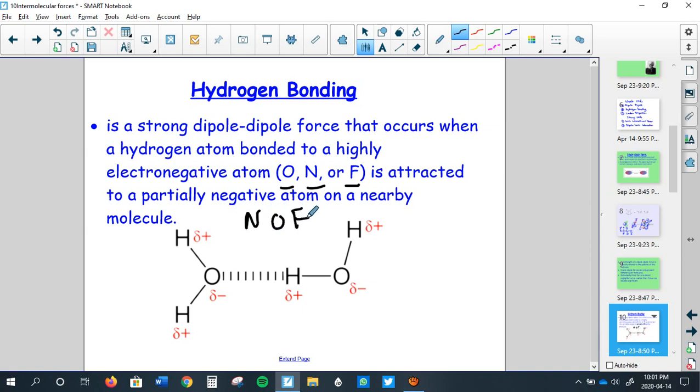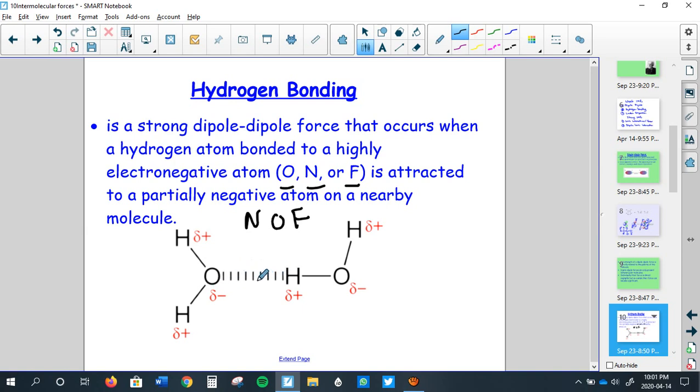NOFs: whenever you have hydrogen with nitrogen, oxygen, or fluorine, you know it's going to be not dipole-dipole interactions, but hydrogen bonding. So same idea here, you have an interaction between a negative dipole and a positive dipole, so opposite partial charges will align themselves to interact.